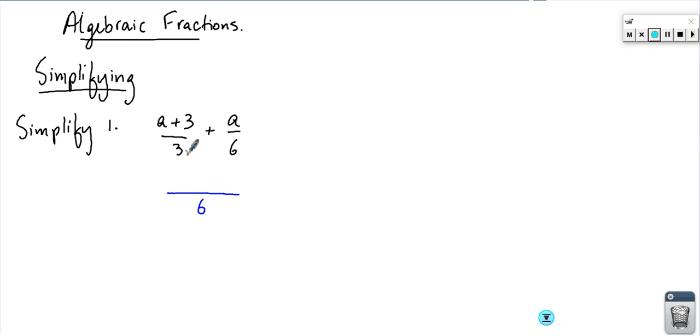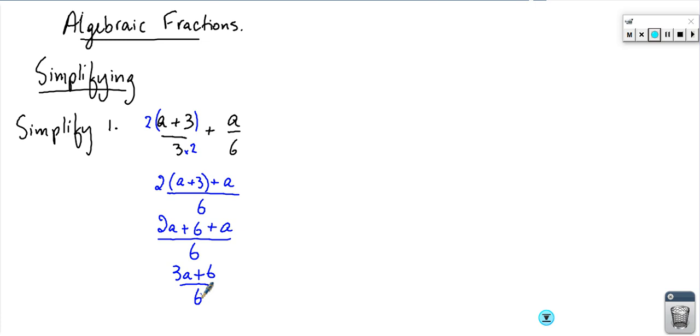For 3 to become 6, I have to multiply by 2. So I have to multiply this by 2. So I have 2 bracket a plus 3 plus, for 6 to become 6, I leave it as it is, so plus a. I'm going to open up this bracket now. So I have 2a plus 6 plus a on 6. I'm going to collect like terms. 2a plus a is 3a. So that's 3a plus 6 on 6.